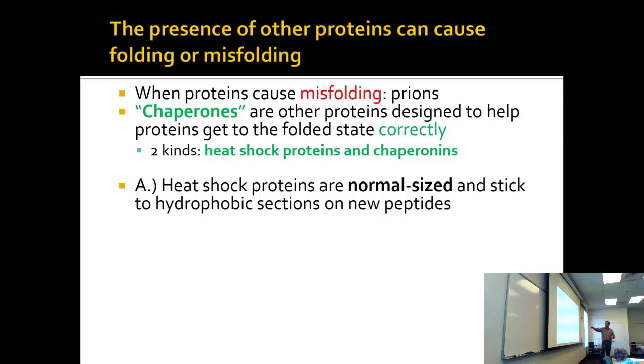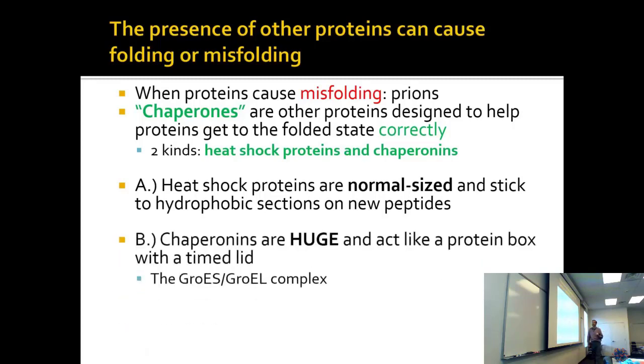So a heat shock protein, by the way, shows up when the cell is heated. It's shocked by having heat, and that's why they're called heat shock proteins. It helps the cell deal with that. The other kind is kind of cooler and more complex. It's called chaperones. Those are huge protein assemblies, and they're essentially a box made out of protein, and they have a timed lid on top that goes on, a timer goes, and then it comes off. This is the GroES, GroEL complex.